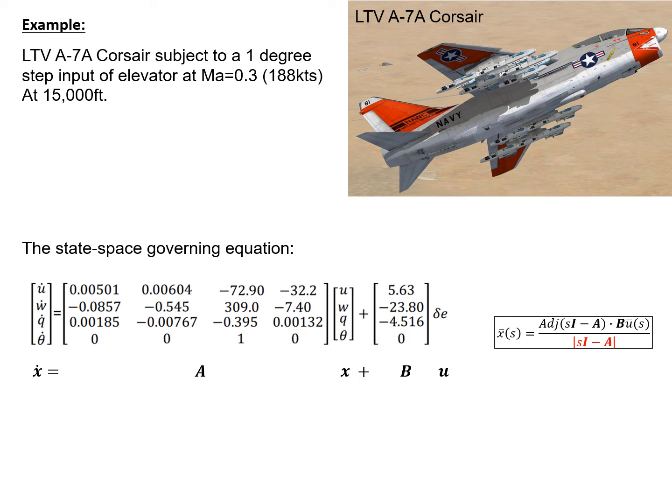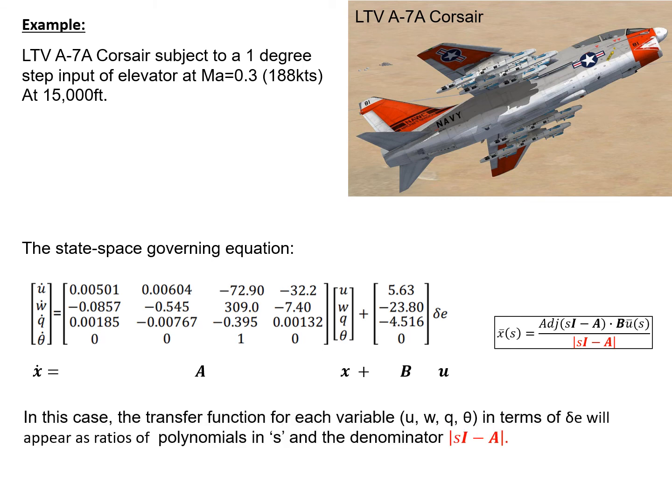So the target is to study the short period pitching oscillation and the Phugoid mode, their characteristics like the damping ratio, natural frequency, and so on. So we need to look at the characteristic equation. In this case, the transfer function for each of the 4 variables, in terms of delta E, will appear as ratios of polynomials in S, with the denominator being the determinant of SI minus A.